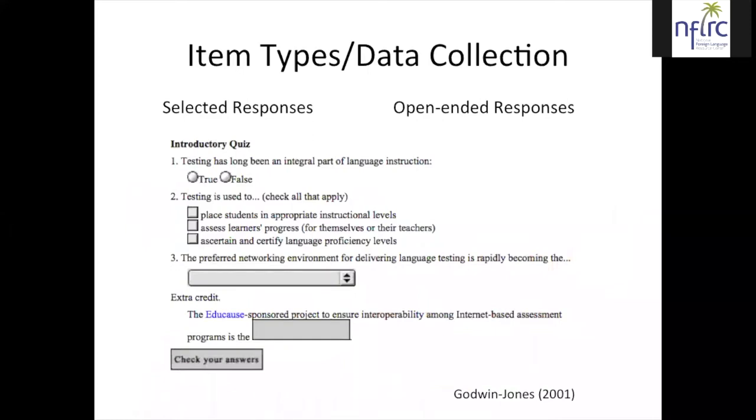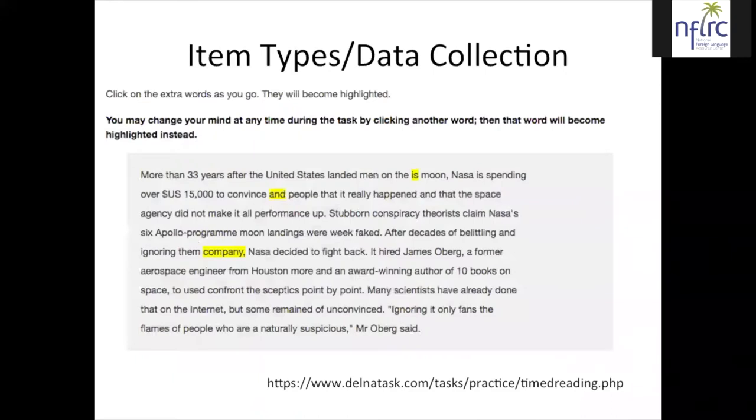Here we have selected response and open-ended response examples. So selected response, where there's a closed answer, true or false, the instructor may be selecting, the learner, test taker may be selecting an answer. And then we get to the open-ended responses, usually short-ended responses or sometimes longer essay responses where the student types directly on the screen. And these were emerging item types back in 2001. Today, we have different types of item types because of the technologies that have been developed recently and the internet and Web 2.0 and HTML5.